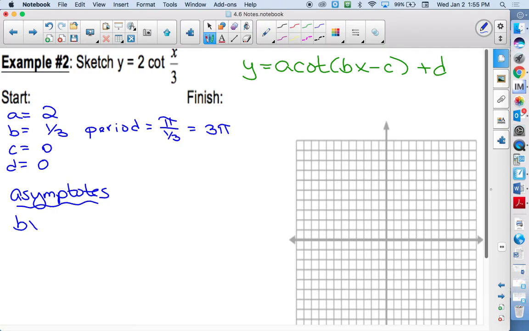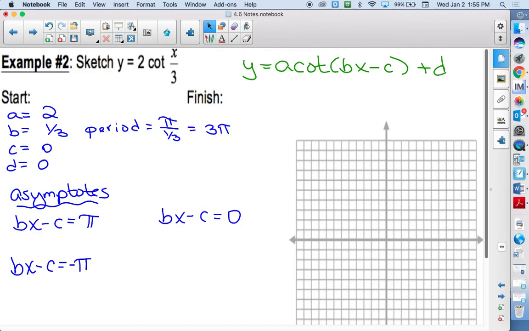So we're going to take bx minus c and set it equal to where a cotangent function has an asymptote. Grace, where does a cotangent function have an asymptote? Yeah, at pi and negative pi. And it also has one at 0, so we might as well make sure we find that one too. That one's easy to get. So tangent is pi over 2. Cotangent would be the multiples of pi.